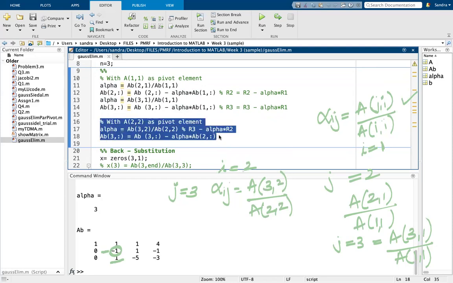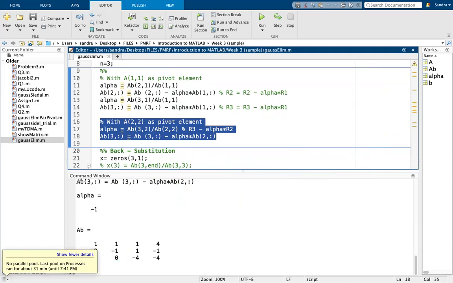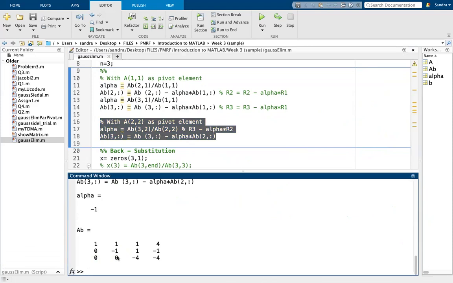Let me just run this and clean this also. Now this became 0. We can see the main diagonal has some values, and all the elements below the diagonal, all the lower diagonal values, are 0. Once you have made the lower diagonal values 0, you have finished the major part of the Gaussian elimination.